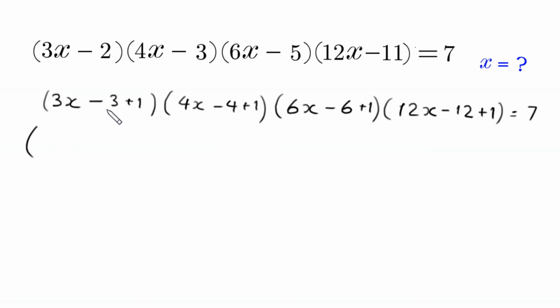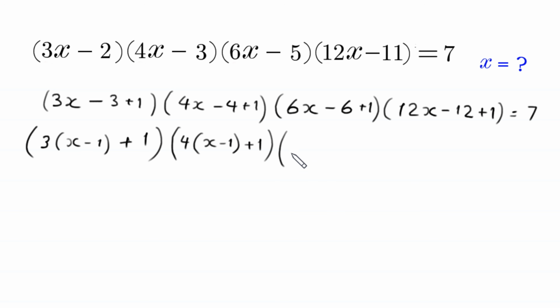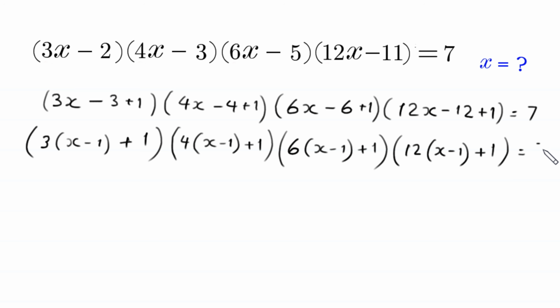Next, from these two terms we can factor out 3 and in bracket left x minus 1 plus this 1, times, from these two terms we can factor out 4 as common, in bracket left x minus 1 plus this 1, times, from these two terms we can factor out 6 and in bracket left x minus 1 plus this 1, times, from these two terms we can factor out 12, in bracket left x minus 1 plus this 1, is equal to 7.